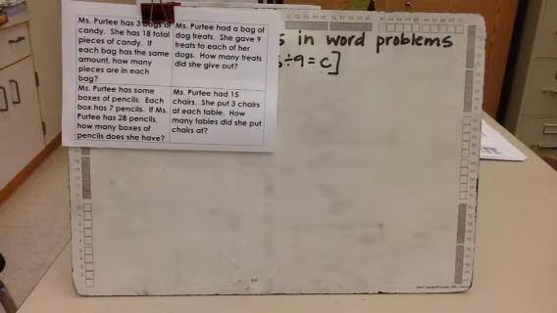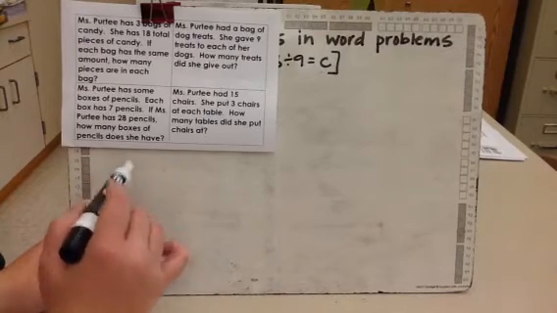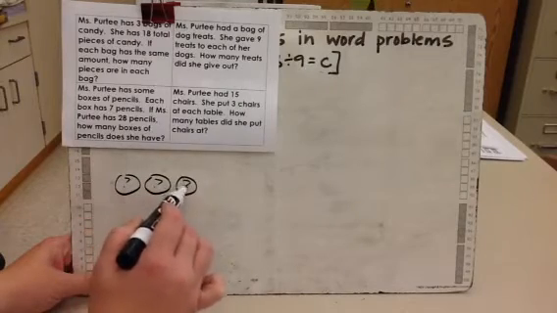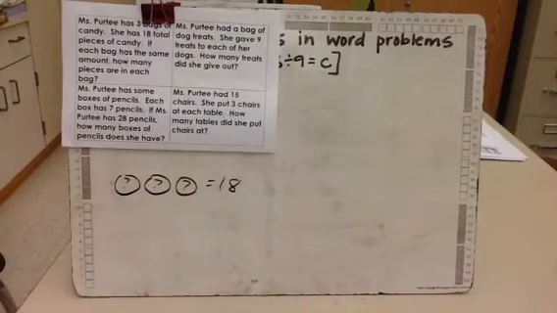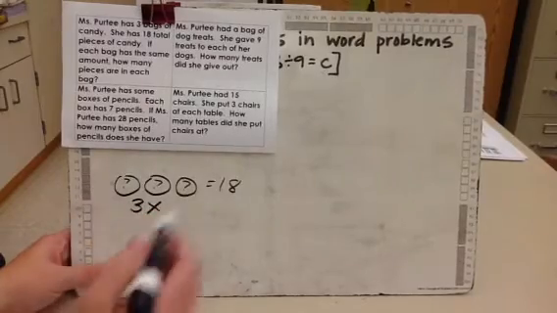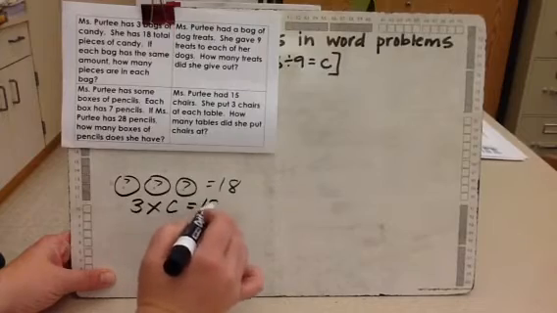Miss Perty has 3 bags of candy. She has 18 total pieces of candy. If each bag has the same amount, how many pieces are in each bag? Okay, so Miss Perty has 3 bags of candy, and she's trying to figure out how much is in each bag. But she knows that it's 18 pieces. So to me, this feels like multiplication. Candy's not going anywhere, so I'm going to use multiplication. So I'm going to see that there's 3 bags of candy, and I don't know how many, 3 bags of something, and it equals 18.